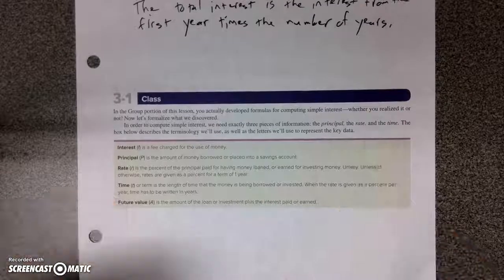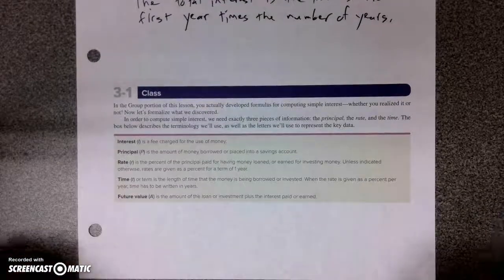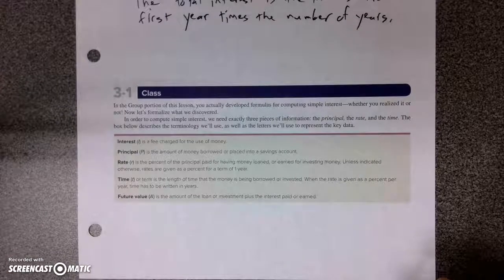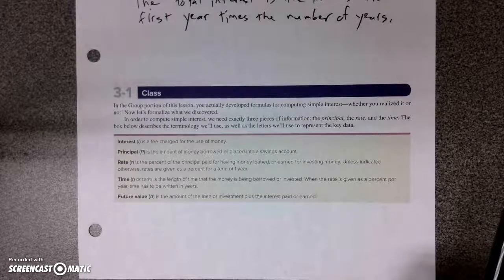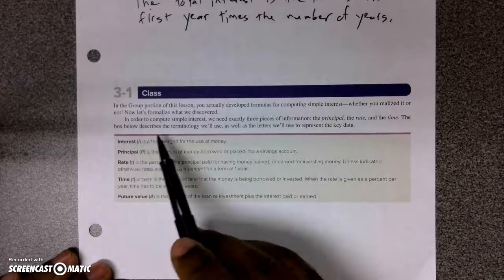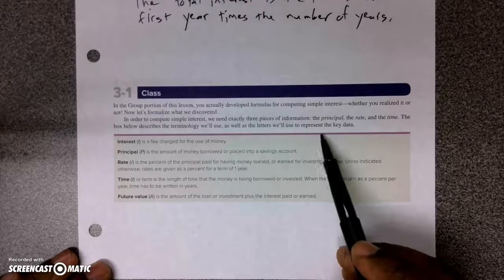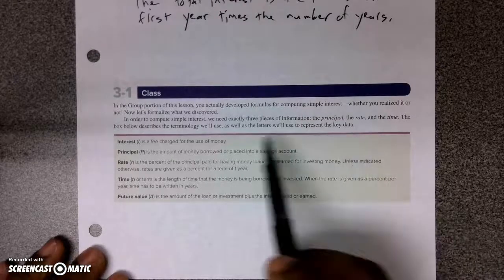So we go down here to the bottom. We have, in the group portion of this lesson, you actually develop formulas for computing simple interest, whether you realized it or not. Now let's formalize what we discovered. In order to compute simple interest, we need exactly 3 pieces of information: the principal, the rate, and the time. The box below describes the terminology we'll use as well as the letters we'll use to represent the key data.